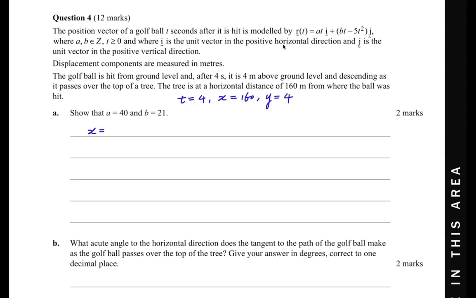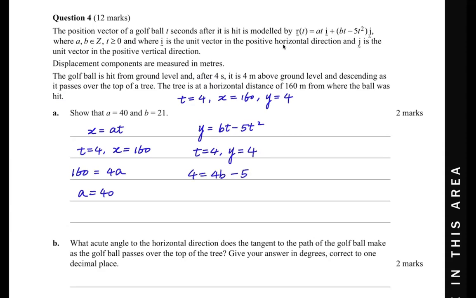So x equals at, t equals 4, x equals 160. 160 equals 4a. So a is 40. Then y equals bt minus 5t squared. t equals 4, y equals 4. 4 equals 4b minus 5 times 16. So 4b equals 84 and b equals 21. There we go.